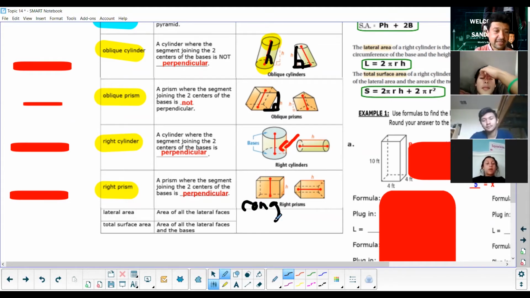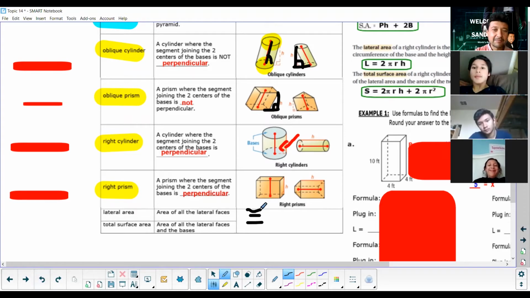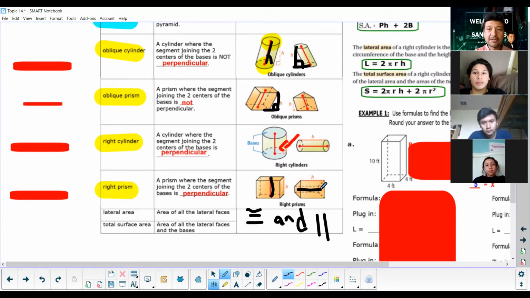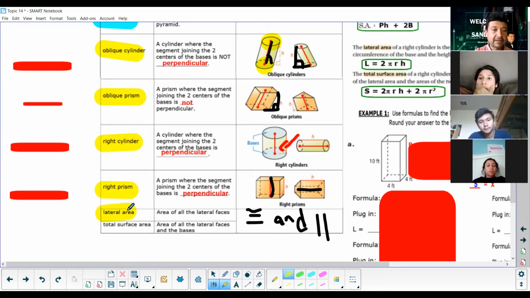Instead of writing the words, let's write the symbols for congruent and parallel. That's the reason why you see these red lines. Both of these are congruent and parallel, and those two are congruent and parallel. So that's how you know you have bases. All right, let's go ahead and Maximus, go ahead and read lateral area.